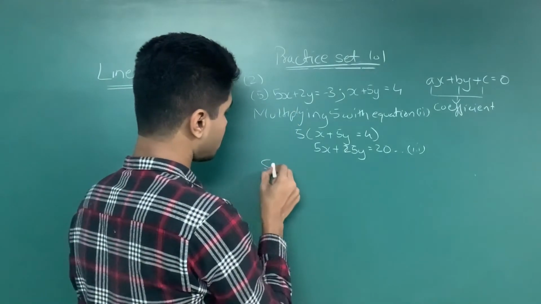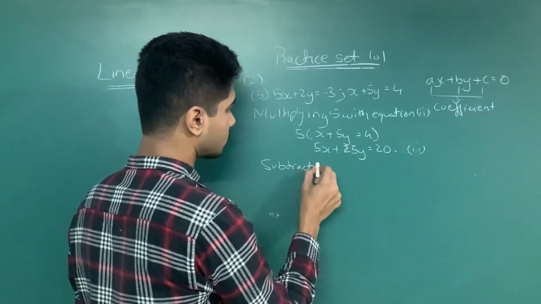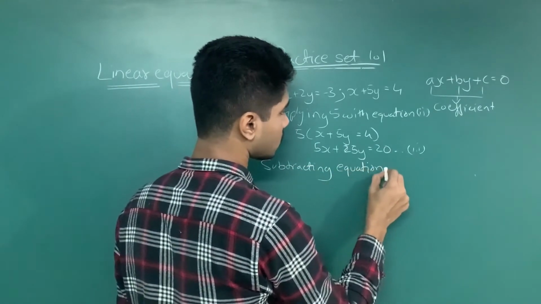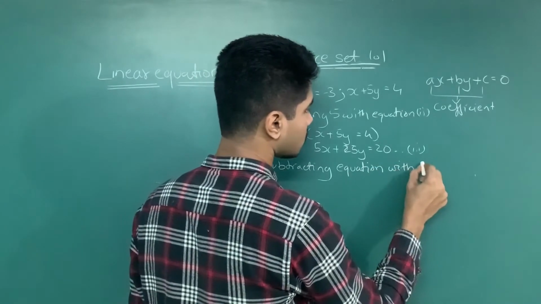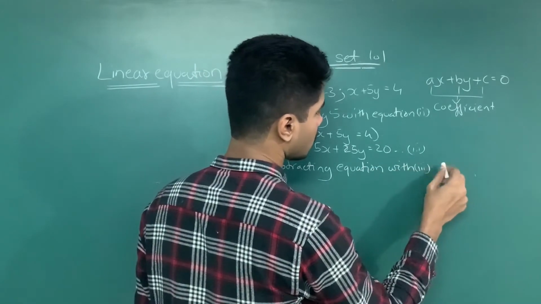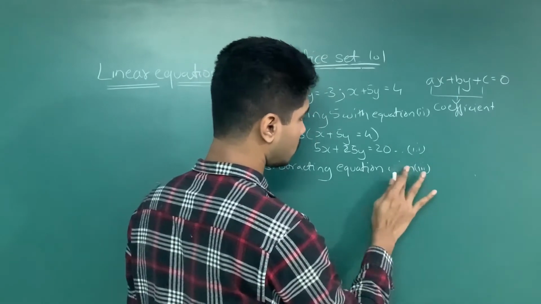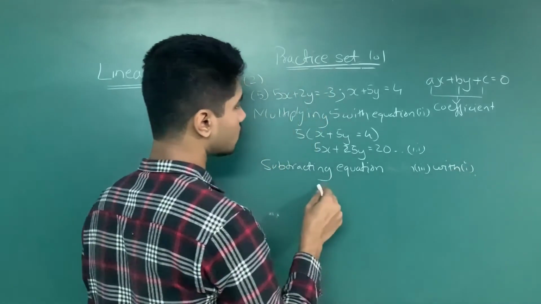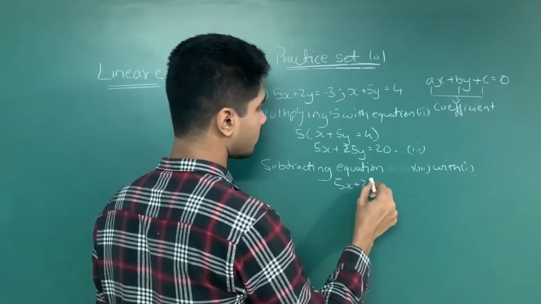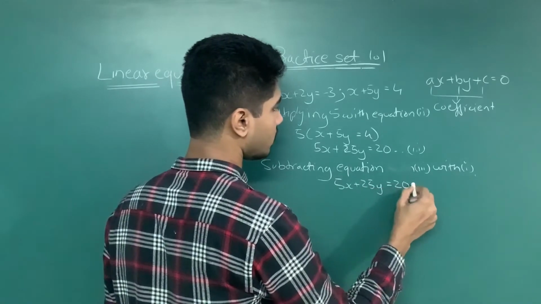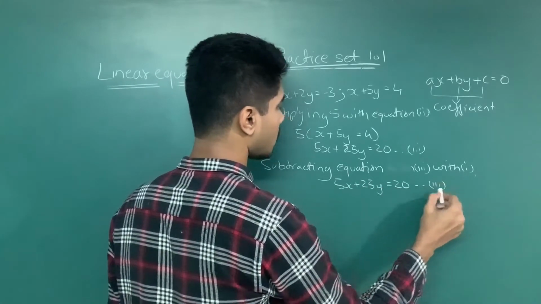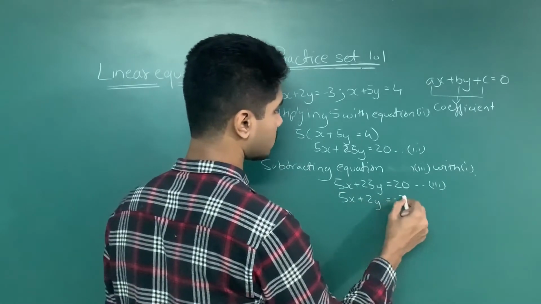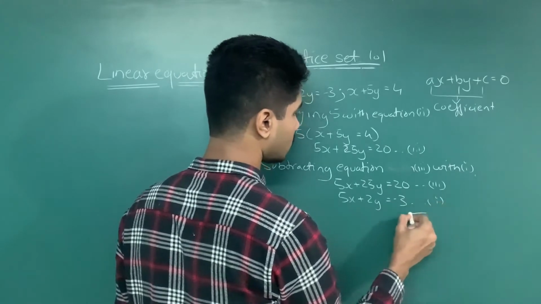So we can subtract. So subtracting equation 3 with 1. So 5x plus 25y is equal to 20, that is your equation number 3, and 5x plus 2y is equal to minus 3, equation number 1.